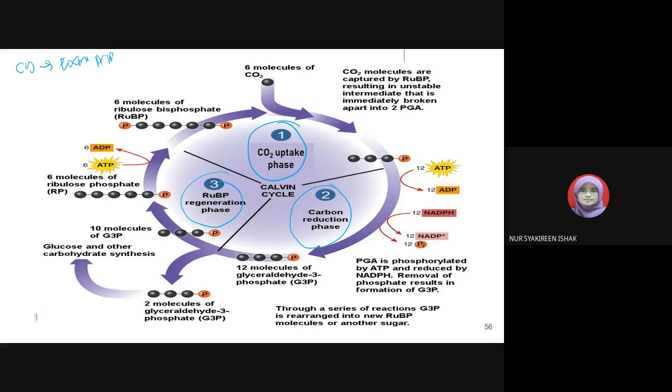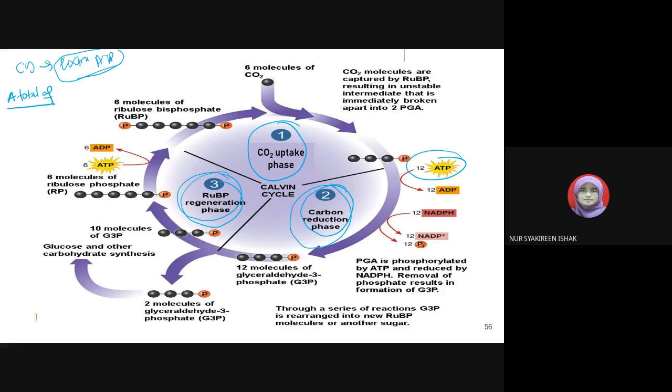Tadi kita tengok yang untuk cyclic phosphorylation, dia punya benefit adalah untuk produce extra ATP kan. So one of the benefits of producing extra ATP is to supply more ATP for the Calvin cycle. Kalau awak tengok kat sini, 12 ATP digunakan masa carbon reduction. Another 6 is used during RuBP regeneration.